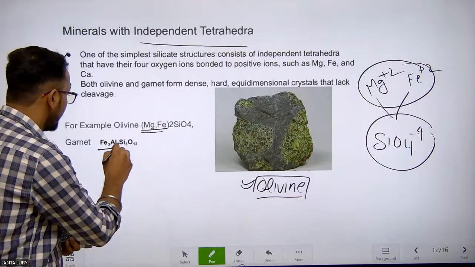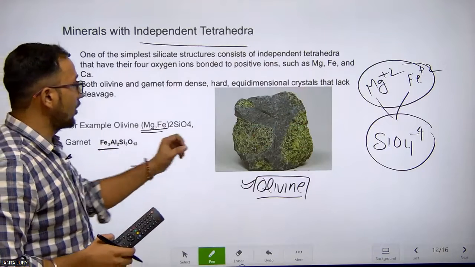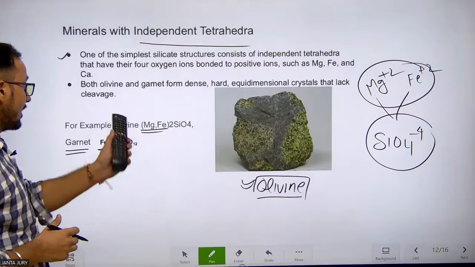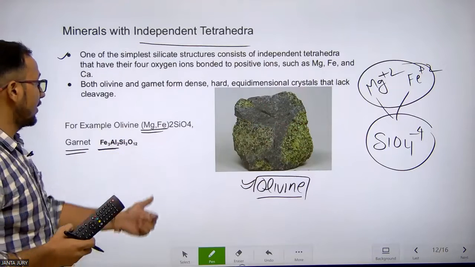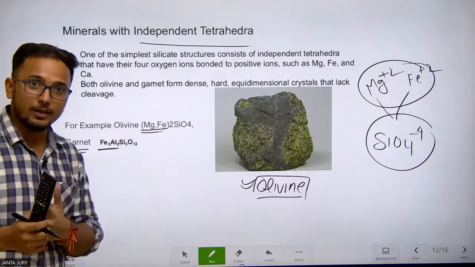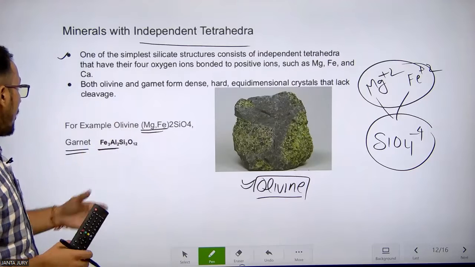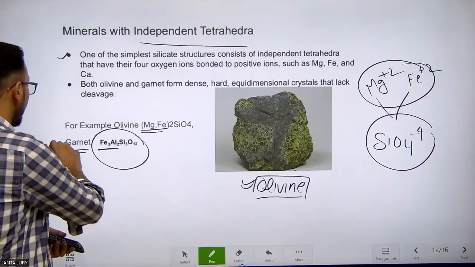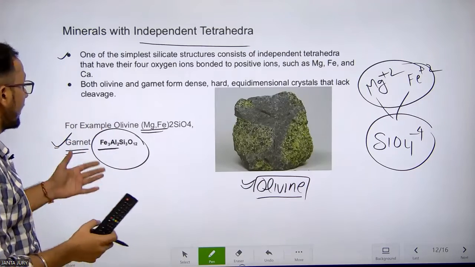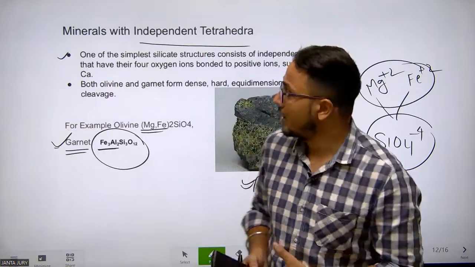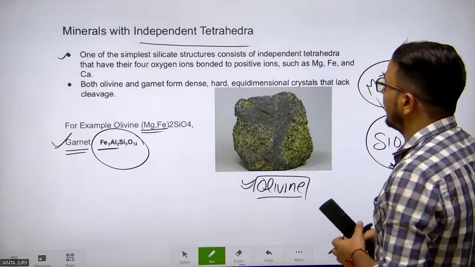When iron and aluminium make a bond with the silicon oxygen tetrahedron, it forms garnet minerals. So when the silicon oxygen tetrahedron bonds with magnesium and iron, it forms olivine minerals, or when it bonds with iron and aluminum, it forms garnet minerals, because olivine and garnet are different minerals that share different mineral properties. So this is how the independent tetrahedron works.